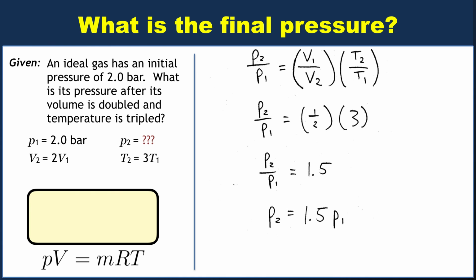Well, P2 is 1.5 times P1, and we knew that P1 was 2 bar. 2 times 1.5 gives you 3. So the final pressure is 3 bar.